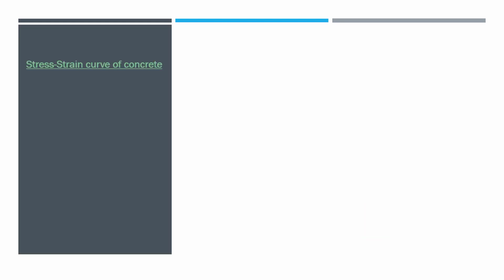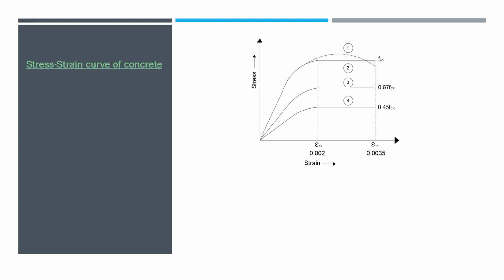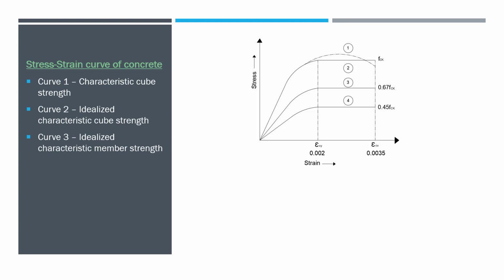Now, let's move to the stress strain curve of concrete. The typical stress strain curve of concrete is shown in the adjacent figure. Curve 1 is the actual curve for characteristic cube strength. Curve 2 is the idealized curve for characteristic cube strength. Curve 3 is the idealized curve for characteristic strength in concrete members. And curve 4 is the idealized curve for design strength in concrete members.